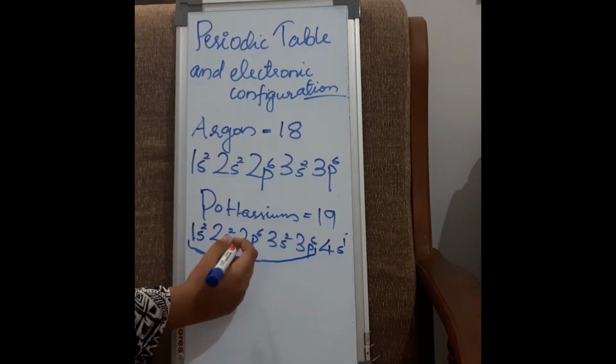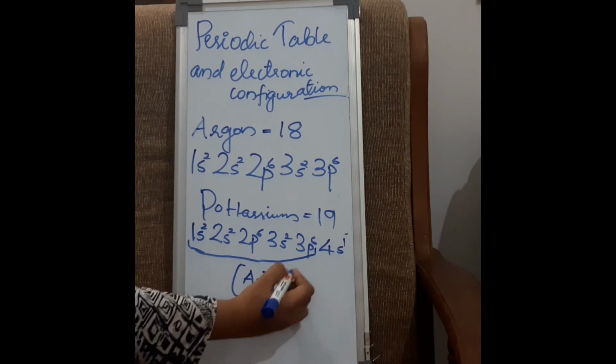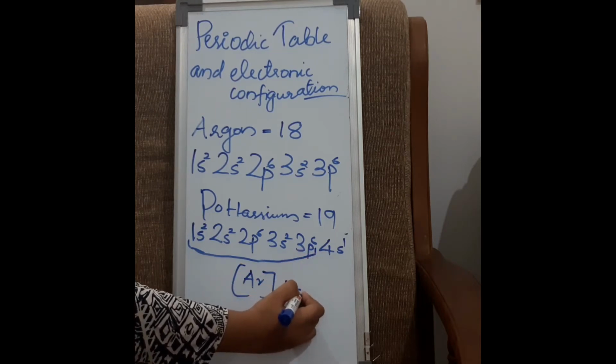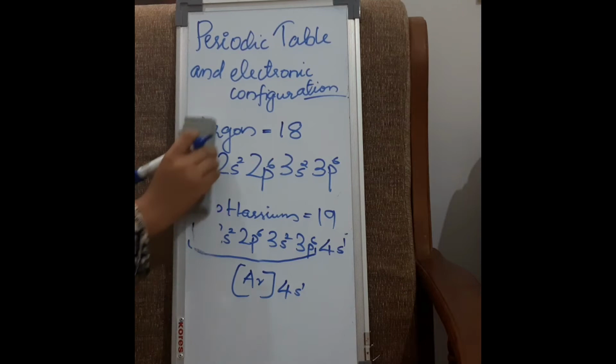So instead of writing this lengthy electronic configuration, we can write Ar in bracket and the remaining 4s1 outside the bracket. Okay, I hope you have understood this. I can give you one more example.